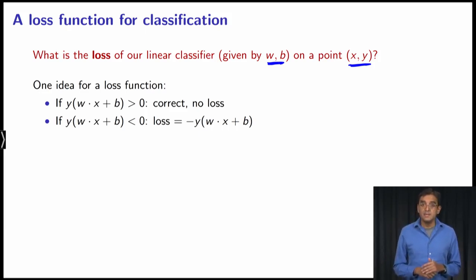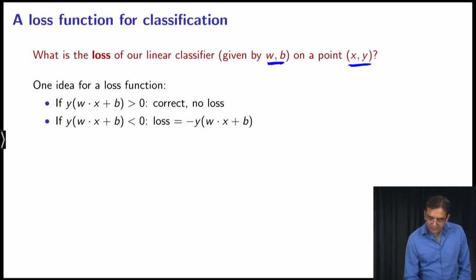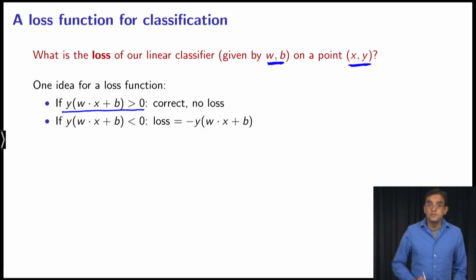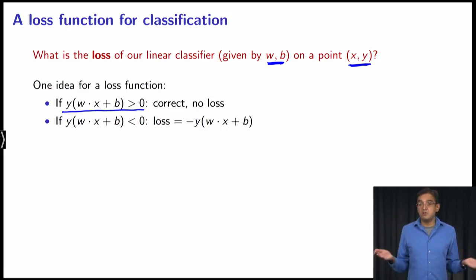Okay, and there are actually many ways to do this. There are many different loss functions for classification that all have their strengths and weaknesses, and we'll just look at one particular plausible loss function right now. Okay, so we have a point x, y. Let's say we are correct on that point, so y times (w dot x plus b) is greater than 0. If we're correct, we'll just say no loss. We're correct. Nothing to worry about.